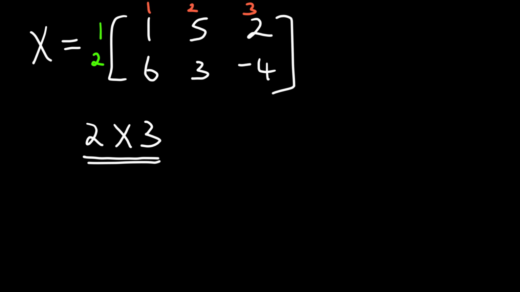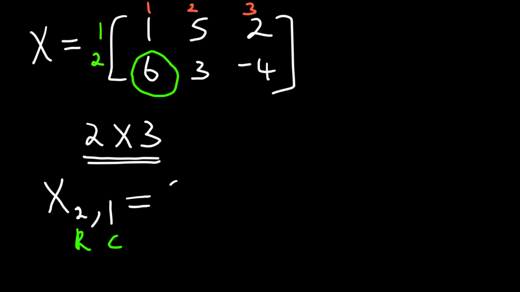Now let's see how we can identify an element within a matrix. Let's say you have been told to identify element X21. In this case, 2 represents the row and 1 represents the column. Element 6 is located in the second row, first column. Therefore, element X21 will be equal to 6. Now you try out this. Identify element X13. Element 2 is located in the first row, third column. Therefore, element X13 will be equal to 2.